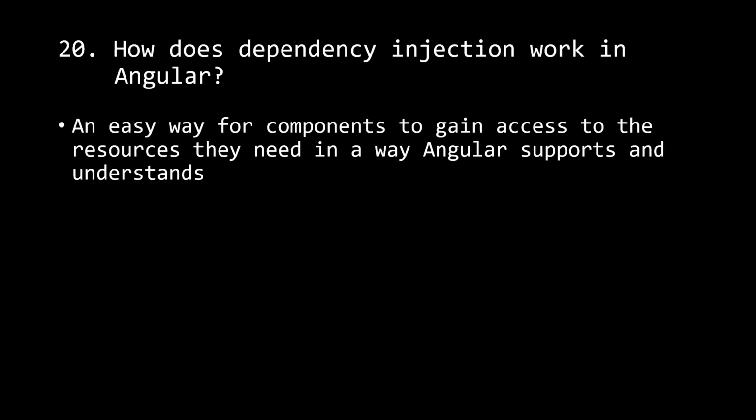Dependency injection is an easy way for your Angular components to gain access to the resources that they need. For example, if you need an HTTP client in your component, you would just add it to your component's constructor, and Angular can help with the delivery of that service to your component.